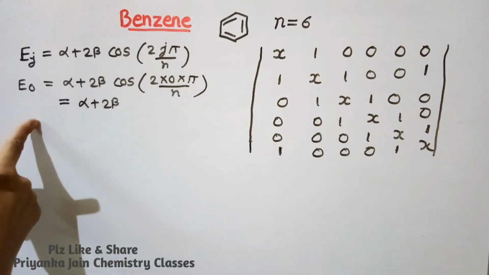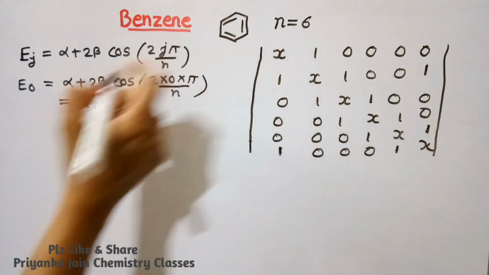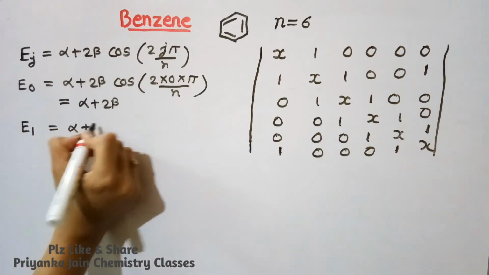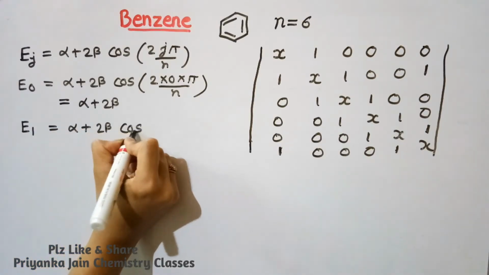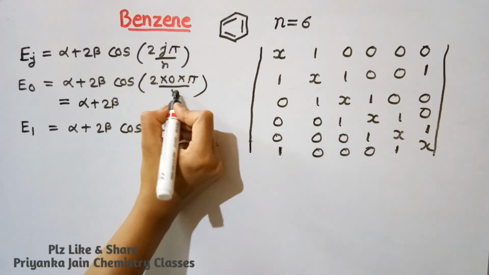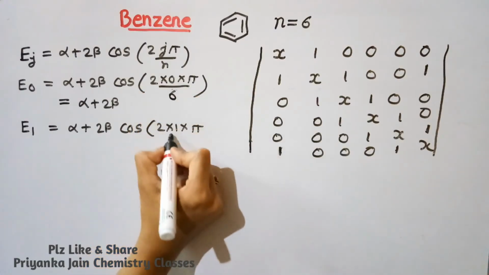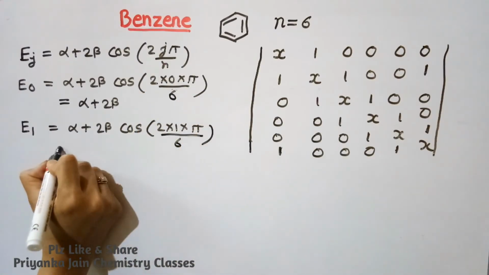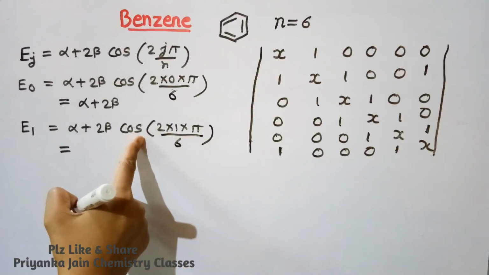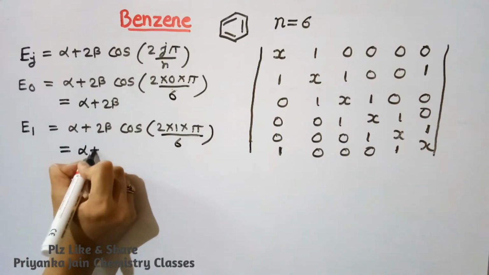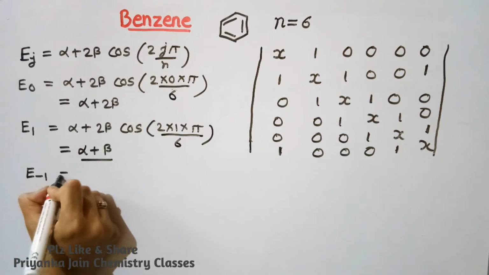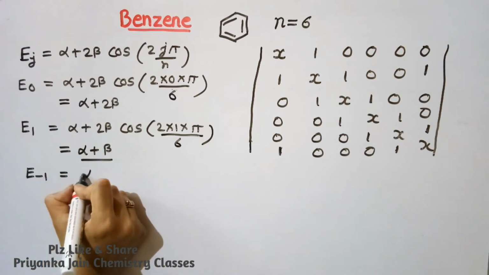Now here we have to find out the 6 energy levels because the value of n is equal to 6. So this is one level, another one j is plus 1. So this value comes alpha plus 2 beta cos 2 into 1 into pi upon 6. So here we are getting pi by 3, and cos 60 degree is equal to 1 by 2. So here we are getting another level, alpha plus beta. Similarly E minus 1 will also be alpha plus beta.